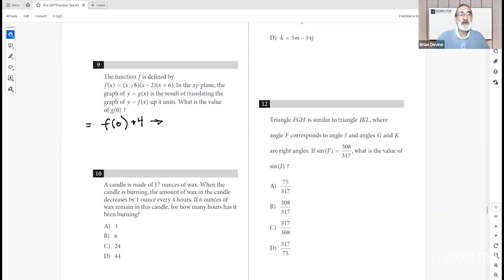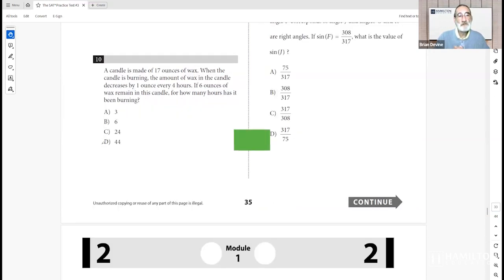Well, that would be if I stuck 0 into x in f up above, I'm going to get negative 6 times negative 2 times 6, and then I add on 4, because all I'm doing is moving the y-intercept up 4, because 0 would be on the y-axis. And so if I look at that, that's going to be 72 plus 4, which equals 76. So g of 0, which equaled f of 0 plus 4, is 76.